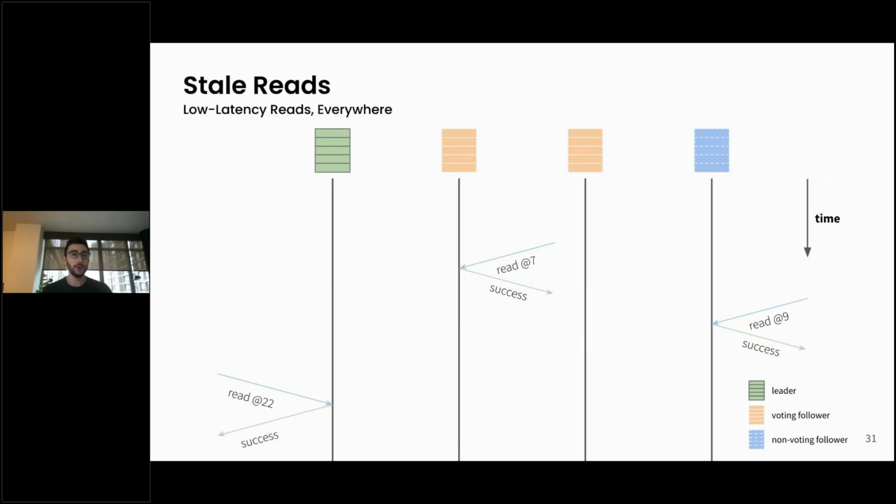So to fully motivate global tables, I want to take a quick detour and talk about why stale reads are important and kind of what they are, how they work, but also why they can't be used in all situations. So a stale read is a historical read at some point in the past. And the idea here is that by reading in the past, Cockroach can serve the reads from follower replicas. It doesn't need to serve the read from the leaseholder replica. So let's see how this works.